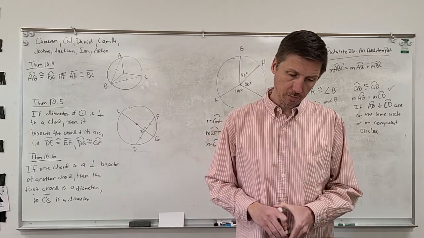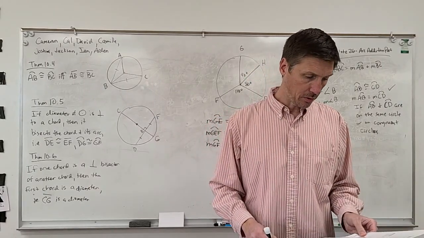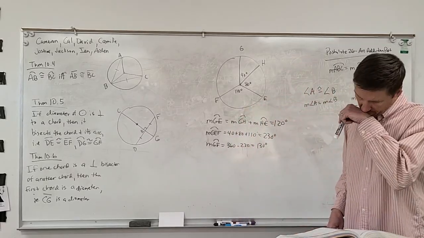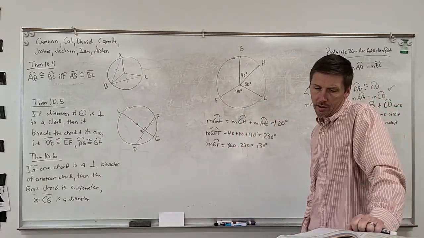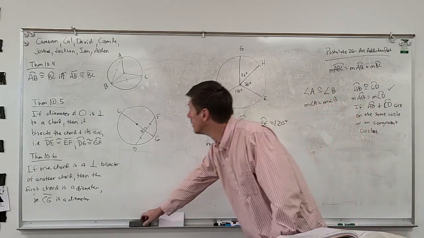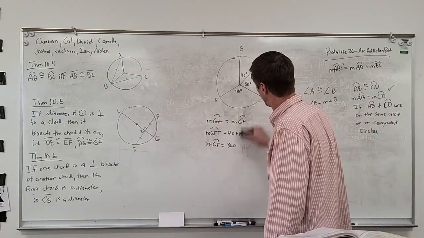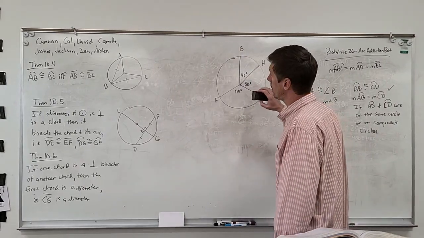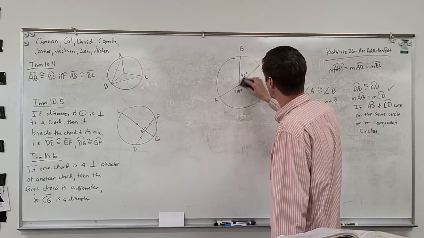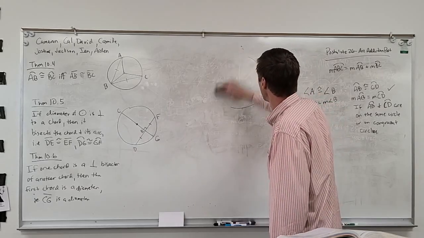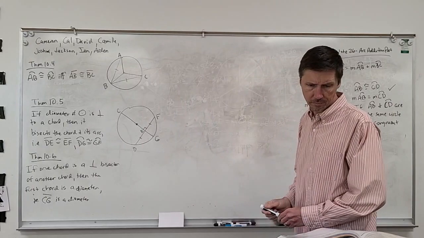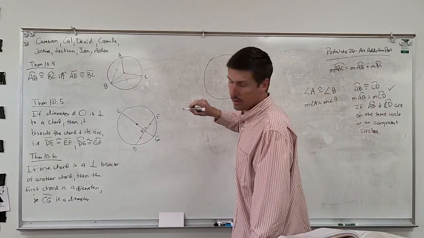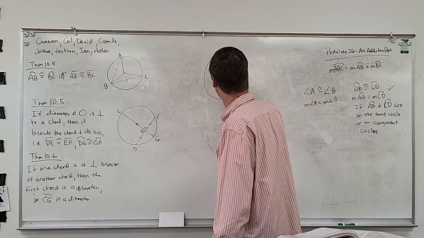All right, so let's look at some problems that will give us an opportunity to use these theorems. And the first one is pretty straightforward. It's exactly the type of thing that I said that I could ask you based on theorem 10.4. Let's redraw it. So if I've got a circle, looks like this, and I've got B in the middle.